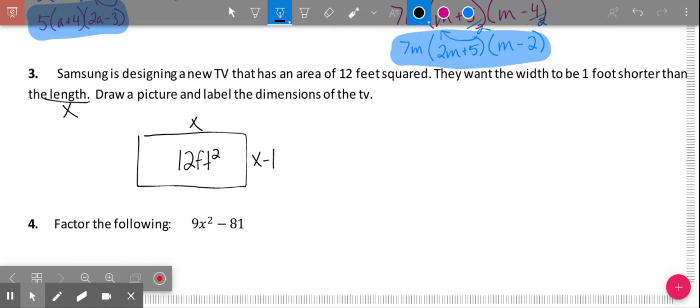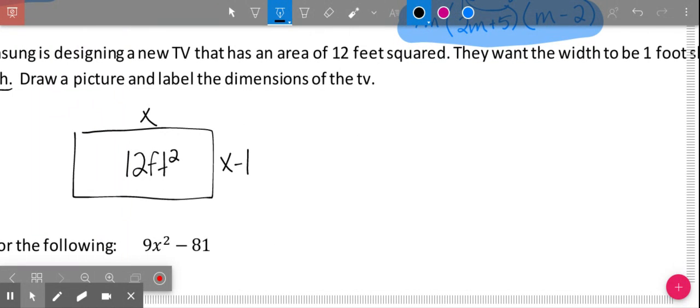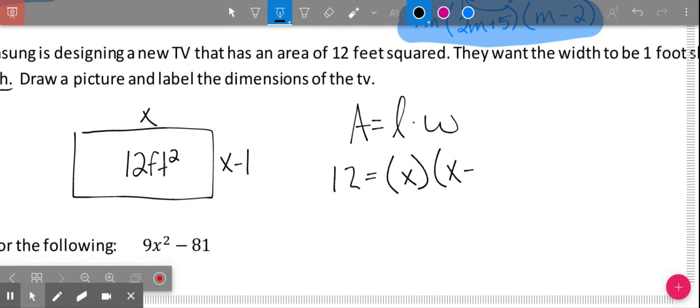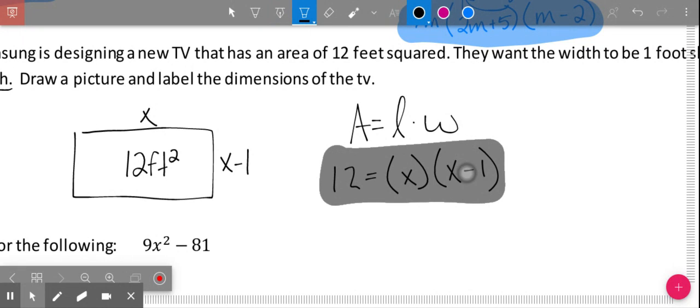Now, we've drawn a wonderful picture. Now we actually have to set up our equation. We know that area equals length times width. So we're going to plug in our pieces. We're going to have 12 is equal to our length, which was x, and our width was x minus 1. Now that right there is my equation. Eventually we'll get to the point where we actually solve this. We'll distribute the x and factor and solve from there. We'll get there. We're not quite there yet.